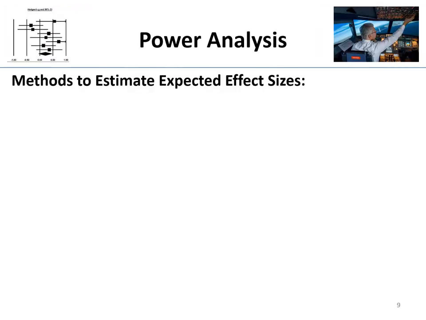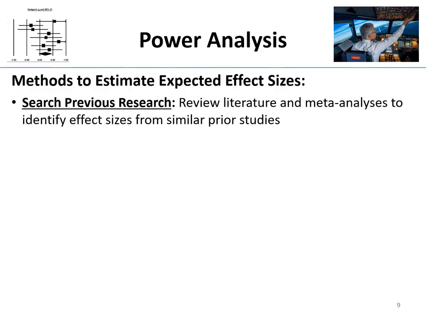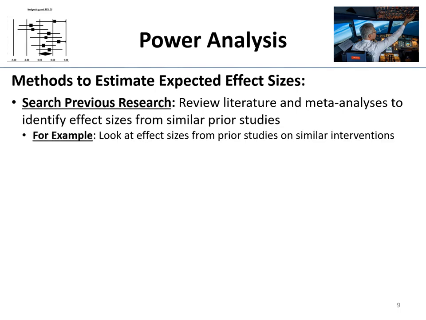So how do you go about estimating what your expected effect size is going to be? Do you just guess? Hopefully not. So the best source is to look at previous research. So you can look in the research literature. You do a literature review as part of your dissertation. Look for meta-analyses in particular. And the goal there is to identify effect sizes from similar prior studies that you could use as your guess of what you'll find in your study.